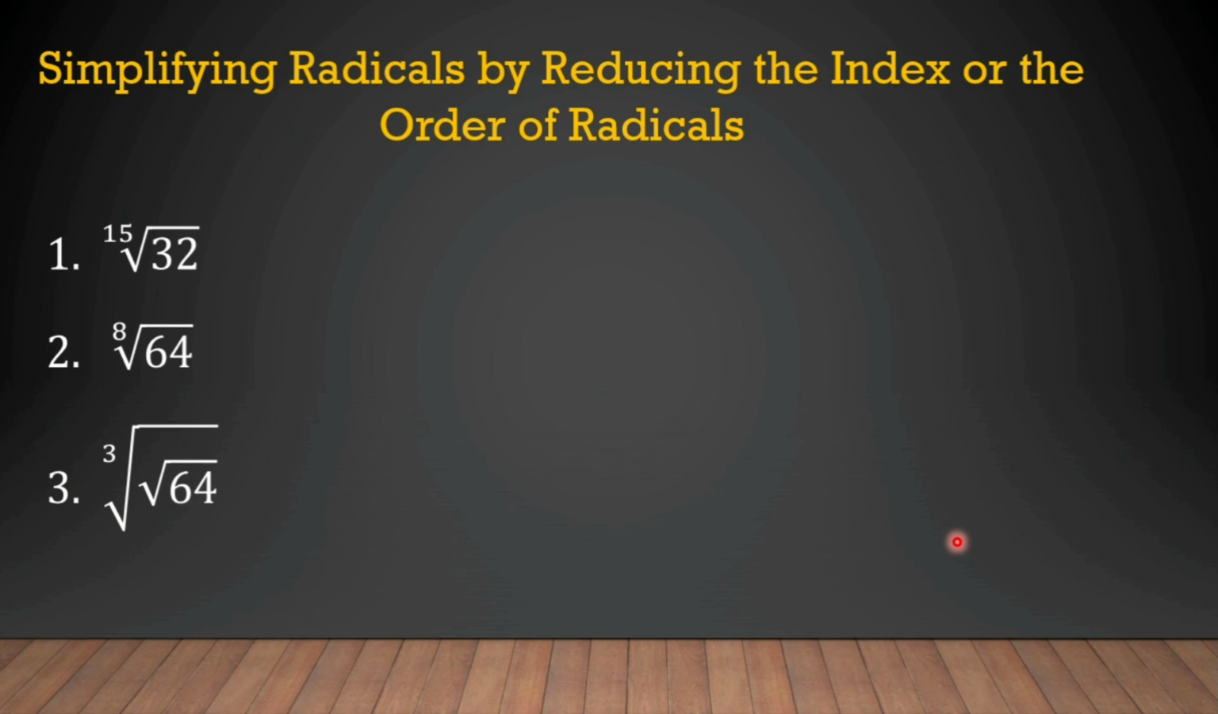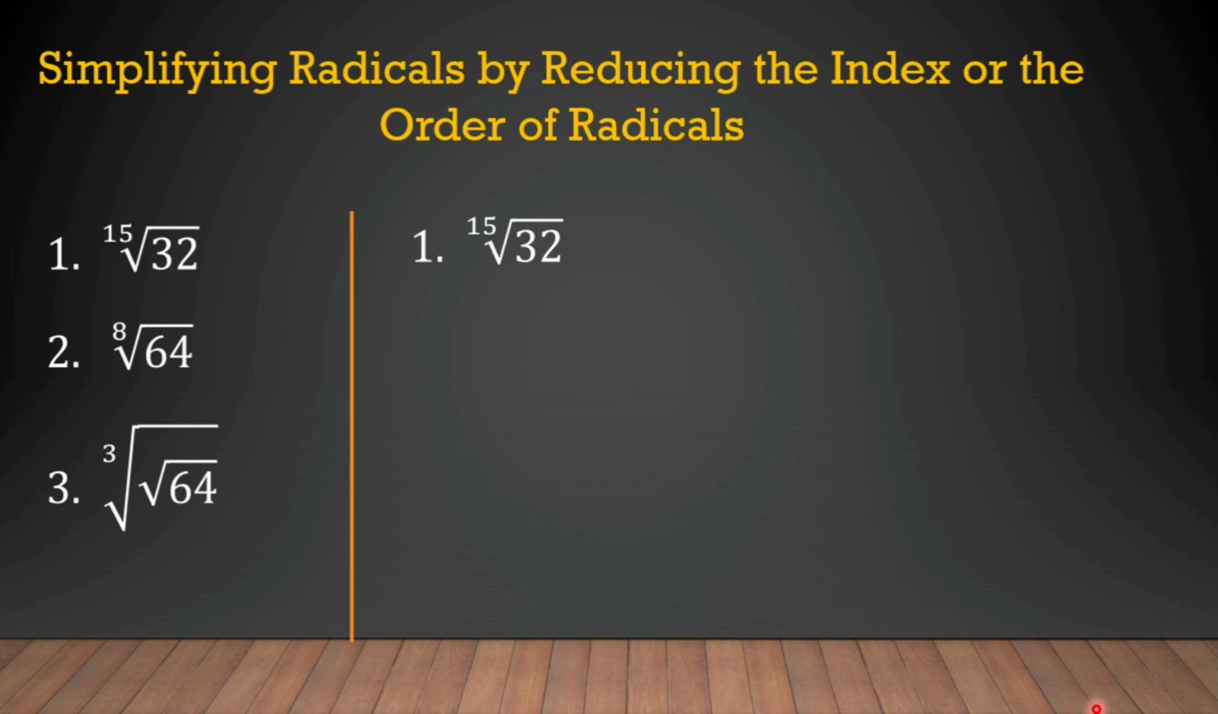Okay, now let's move on to simplifying radicals by reducing the index or the order of radicals. Dito naman, ang goal naman natin ay mapaliit yung index ng ating mga radical expression. So, as you can see dito sa mga given example natin, matataas yung kanilang mga index. So, ang goal natin, sabi ko nga kanina, papaliitin natin yung index niya. So, example number 1 natin, the 15th root of 32.